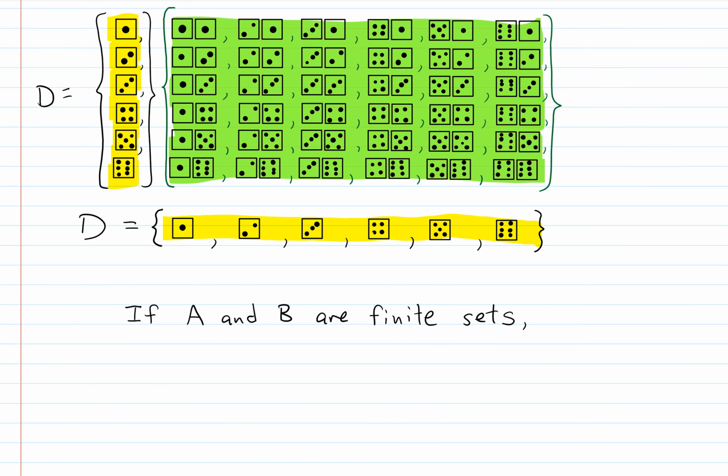How many elements are in the Cartesian product of D with itself? You can just count them if you need to. There's 36, right? Why 36? It's because that is 6 times 6. If A and B are finite sets, then the cardinality of A cross B is going to equal the cardinality of A times the cardinality of B. That's only for finite sets. If they're infinite sets, then things can get different.